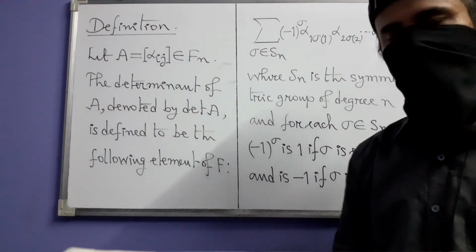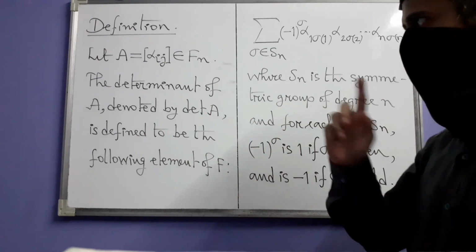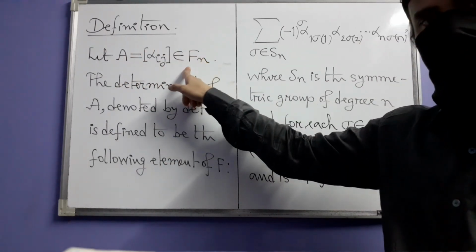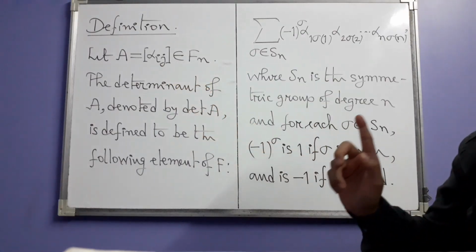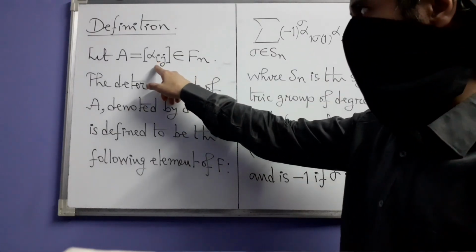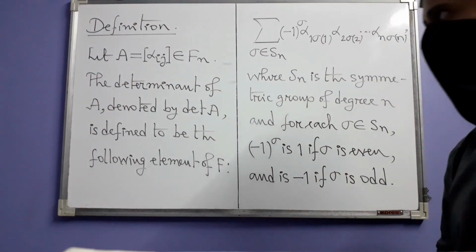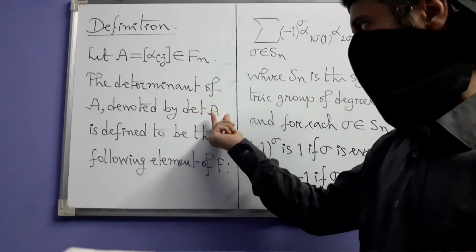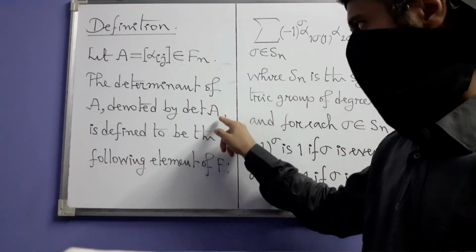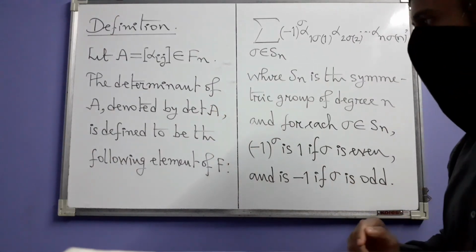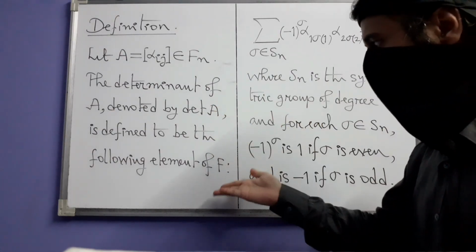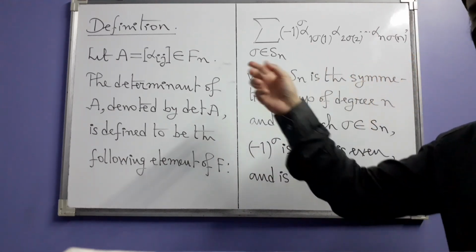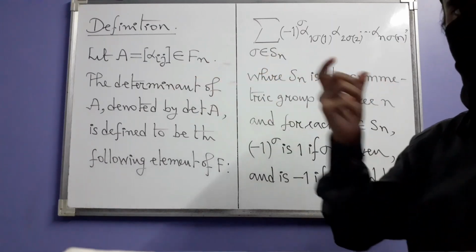So this is the definition of the determinant of an n by n matrix. Let A be an n by n matrix over the field F, that means it belongs to the matrix algebra Fn, whose ith row jth column entry is alpha ij. Then the determinant of A, denoted by det of A, if you want you can enclose A within round brackets, is defined to be the following element of the field F, this element. So it is like that sum. In both the cases we had a sum.